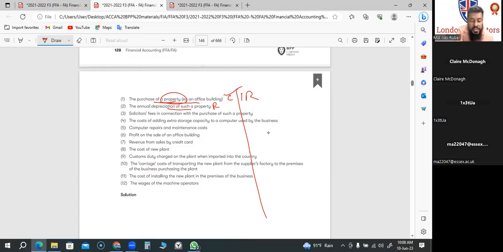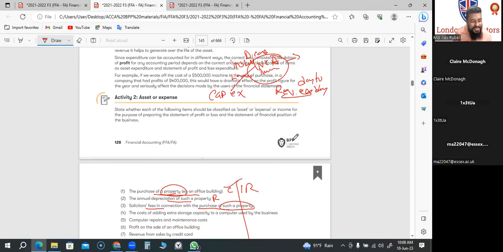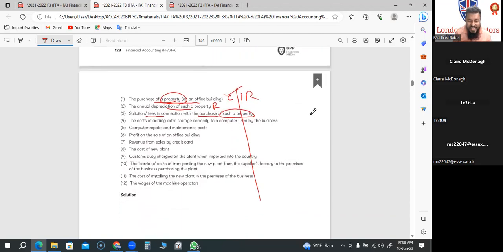Many of you are answering. Solicitor fee. Ooh, it's connected to the purchase of a property. Do you remember what I have said? Solicitor fee. Aha, good, good. Those of you saying capital, yes, it's a professional legal fee, a solicitor fee, capital expenditure.